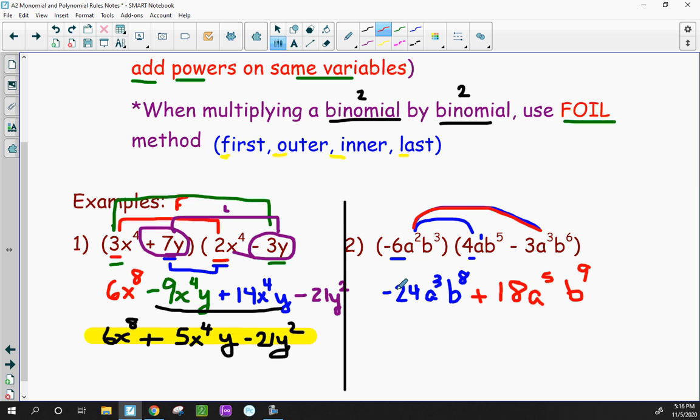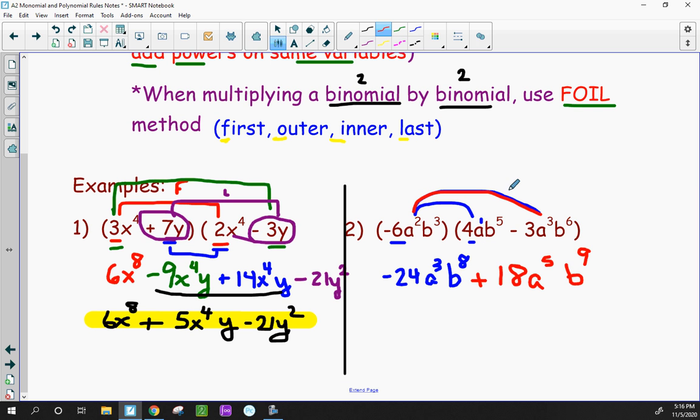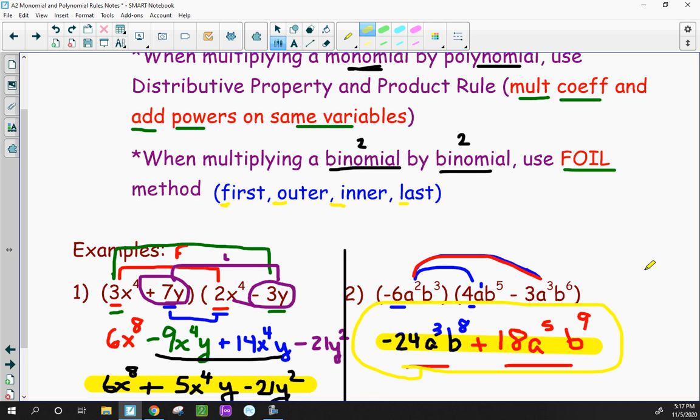Okay, so when I look at it next, I'm finished with the distributive property. All I have to do now is compare these two terms. Do they look the same? Do they have the same variable and power combination? Well, notice in the blue term I have a to the 3rd, b to the 8th. The red term, I do not have a to the 3rd, b to the 8th. And so because they are different, that means that this has to be the final answer. Okay, so that would be the product.